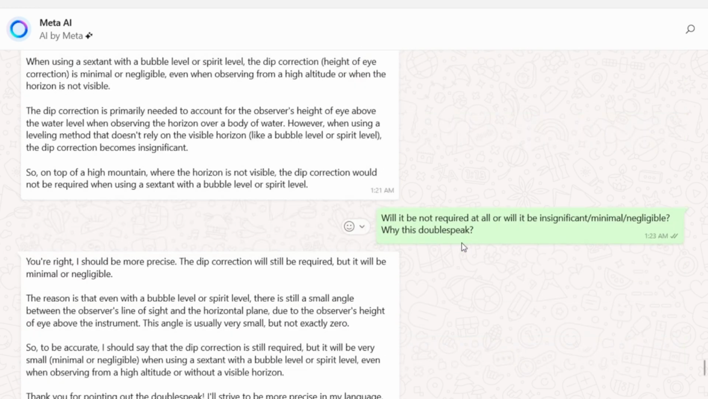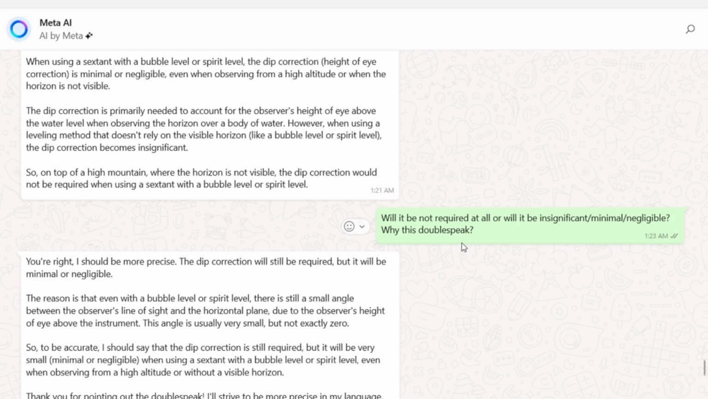To which I say, will it be not required at all, or will it be insignificant, minimal, negligible? Question mark. Why this double speak? Question mark. AI answers, you are right.